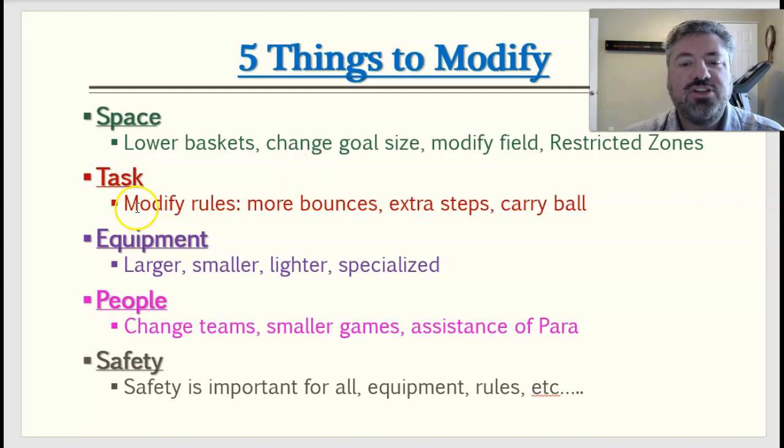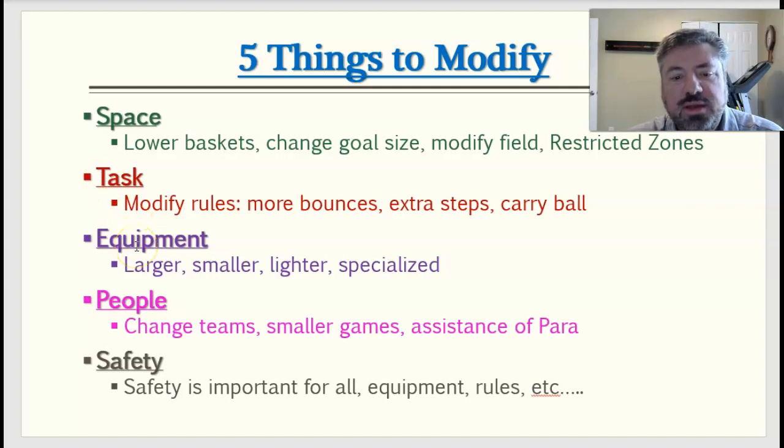We might change the rules to allow things such as more bounces. All right. You might get extra steps before we call it travel. You might, if you're in a wheelchair, be able to carry the ball instead of kick it like a soccer ball or dribble it like a basketball. We can modify the task of specific skills within our activity.